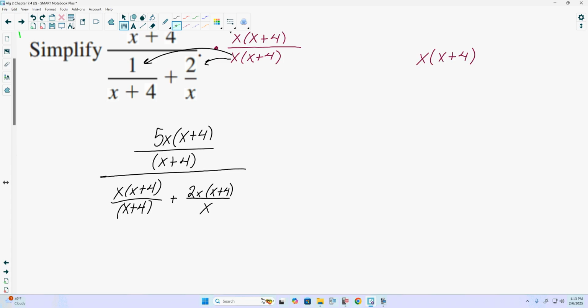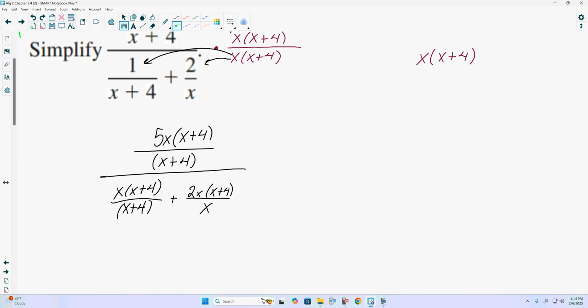Questions on this so far? Do you understand what we did here with the multiplication? Let's ask the questions now, because if we ask them now and then ask them on the review, we all understand them better on the review. Okay, do you understand how we got the x times x plus 4? So we're going to multiply on top and bottom.